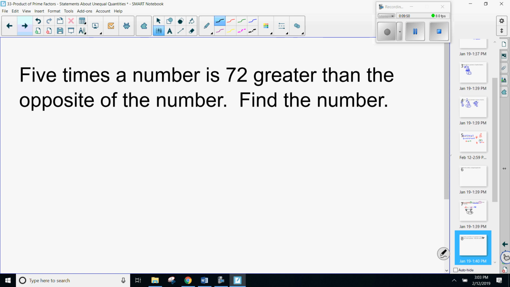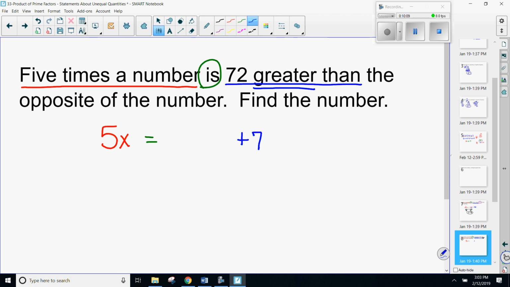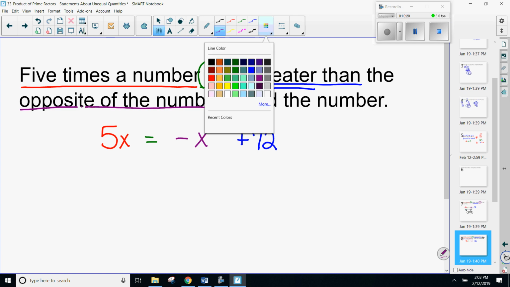This one, if we want to come up with the equation, 5 times the number, 5x. Then you have that word is, which means equals. When he says 72 greater than, leave a space, greater than, plus 72. It's 72 greater than the opposite of the number. How do you show opposite of the number? Negative x. So now you want to solve.